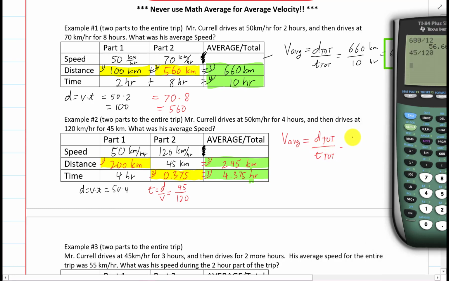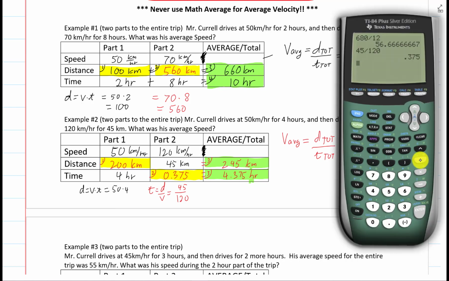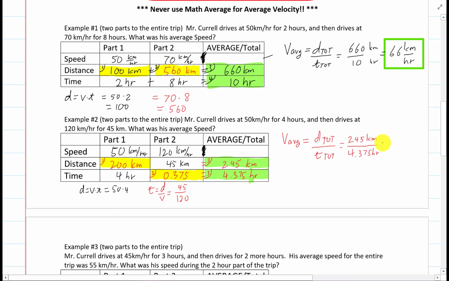Okay, and that's going to be 245 kilometers divided by 4.375 hours. So I have to type in 245 divided by 4.375. Oops, not divide that. And I get a nice number that I set up, 56.